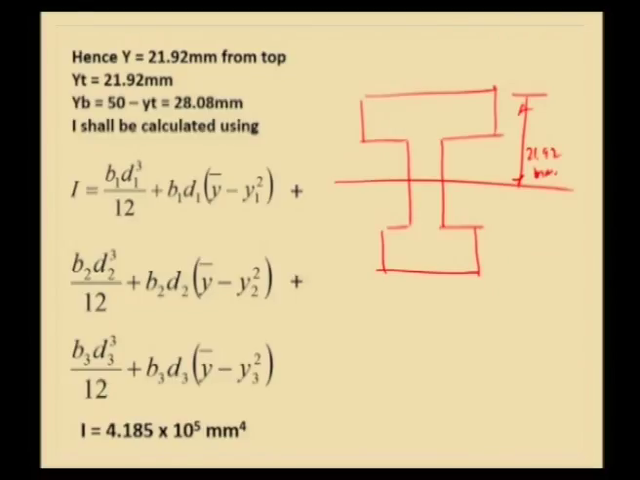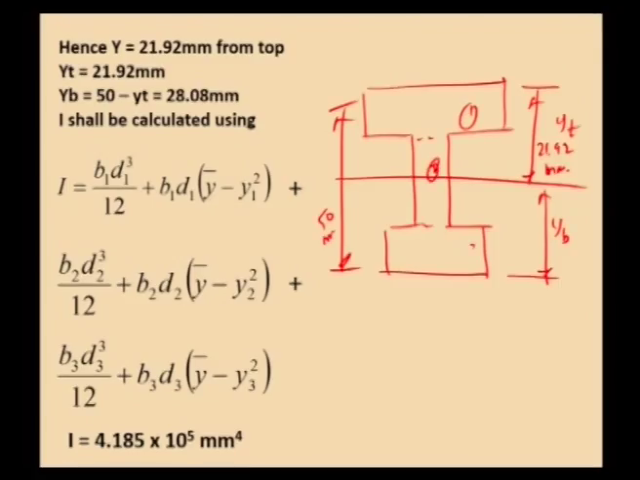21.92 millimeters, and this shall be considered as y t, that is the extreme fiber distance up to the top fiber. So, we can easily calculate the extreme fiber distance up to the bottom fiber, y b, using the formula. We have overall depth d as 50 mm. So, 50 mm minus 21.92, that is y t, will give you the value of y b. So, y b is computed as 28.08 millimeters.